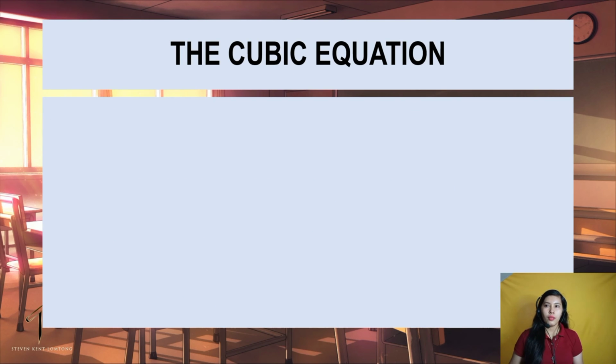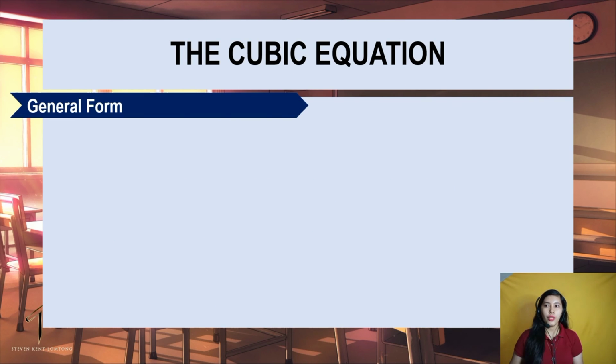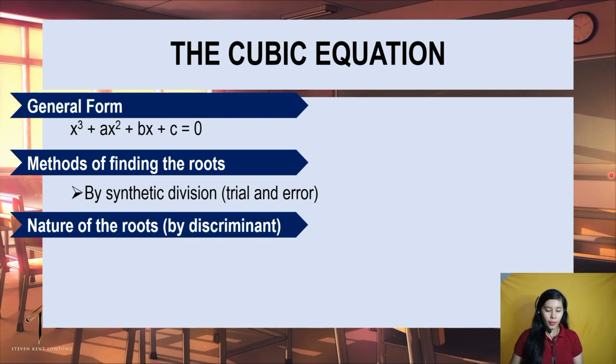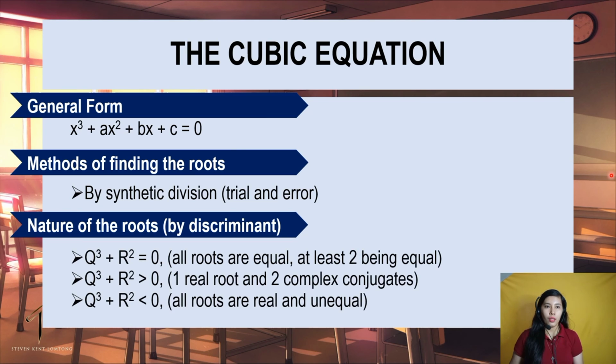Now let's proceed with the cubic equation. The general form is x cubed plus ax squared plus bx plus c is equal to 0. Methods of finding the roots: we have synthetic division or trial and error. The nature of roots by discriminant: we have q cubed plus r squared equal to 0, so all roots are equal, at least 2 being equal. If we have q cubed plus r squared greater than 0, we have one real root, 2 complex conjugates. For less than 0 naman, all roots are real and unequal.